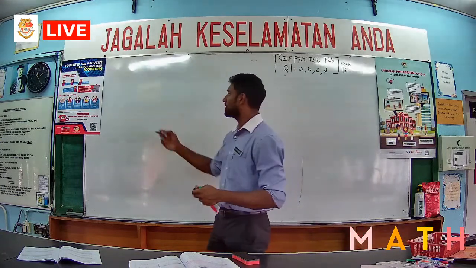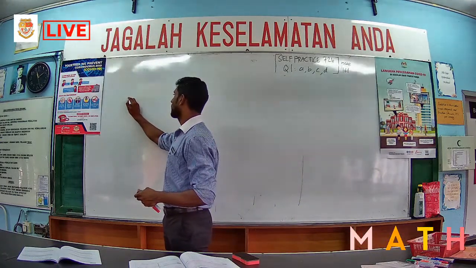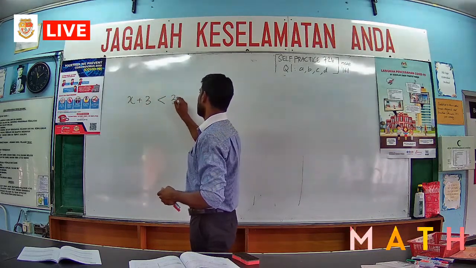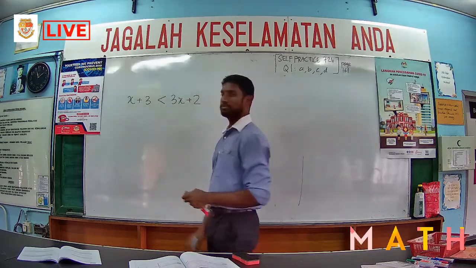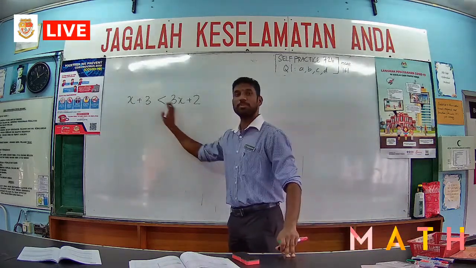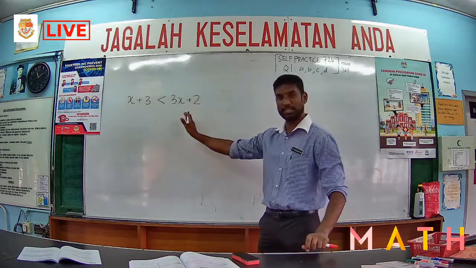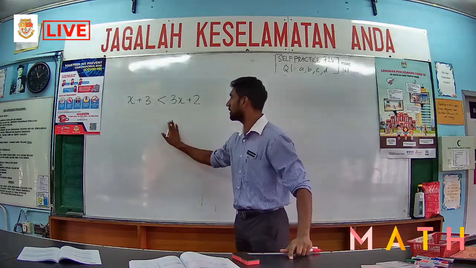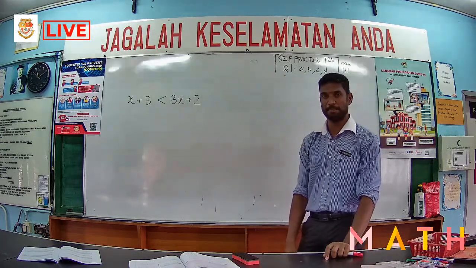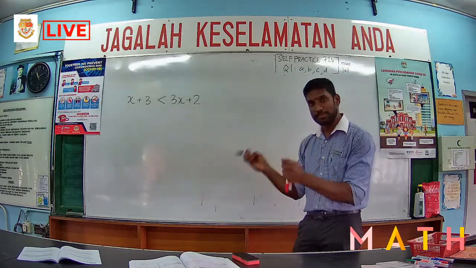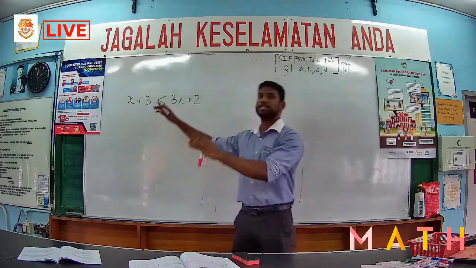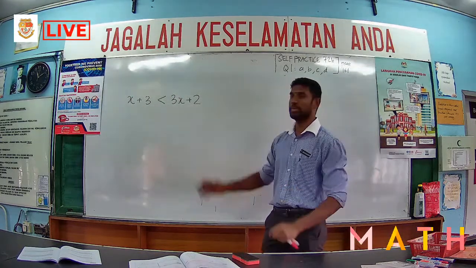Now, sometimes you will see questions like this: x plus 3 less than 3x plus 2. Can you see that? We have the unknown on both sides. Just now we only had one side, right? It's quite easy. But how do we solve an inequality if we have the unknowns on both sides? Remember, to solve it, we must make sure we keep all the unknowns in one section and all the numbers in another section.